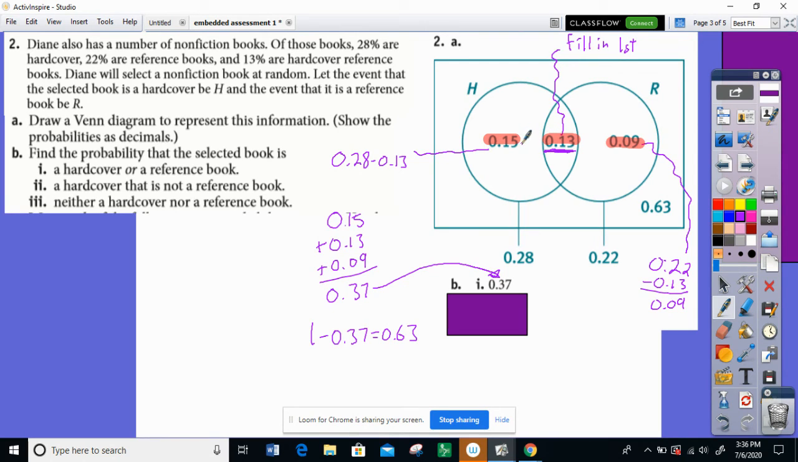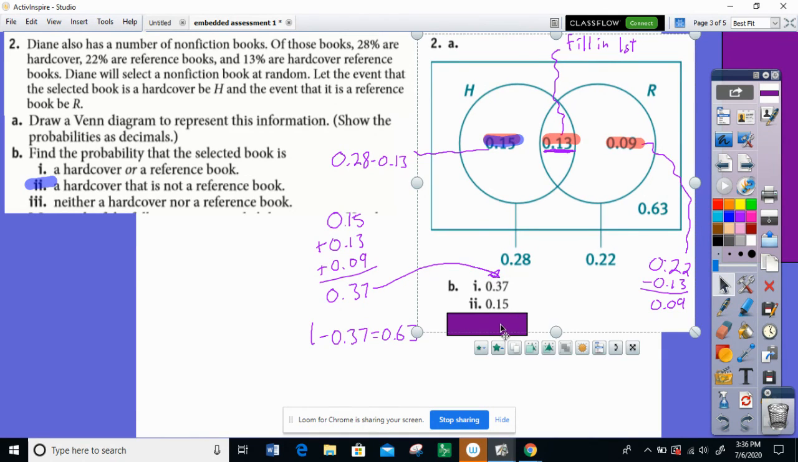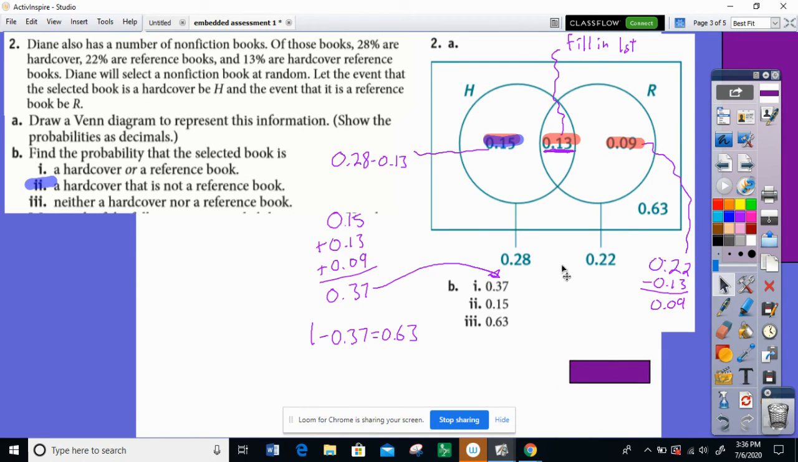Part B, number 2, a hardcover that is not a reference book. So if it's hardcover, that would be inside this circle here, but if it's not a reference book, that would be just that 0.15. And then 3 says neither a hardcover nor a reference book. So that's outside of the circle for H and also outside of the circle for R. So that's this 0.63 value outside both circles but inside the rectangle.